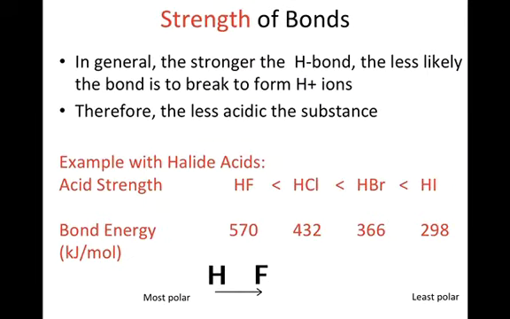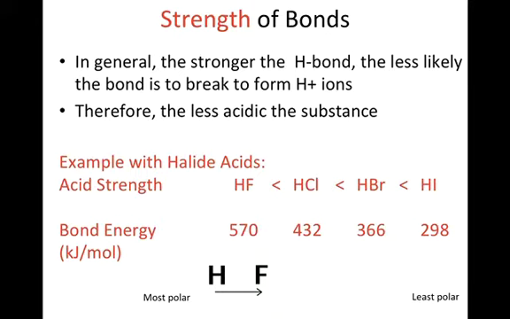First, strength. In general, the stronger the hydrogen bond, and by that I mean the hydrogen that's bonded to the site of the anion, the less likely the bond is to break to form hydrogen ions. If it's less likely to break, the less acidic the substance is going to be, because it's going to decrease the concentration of hydrogen.